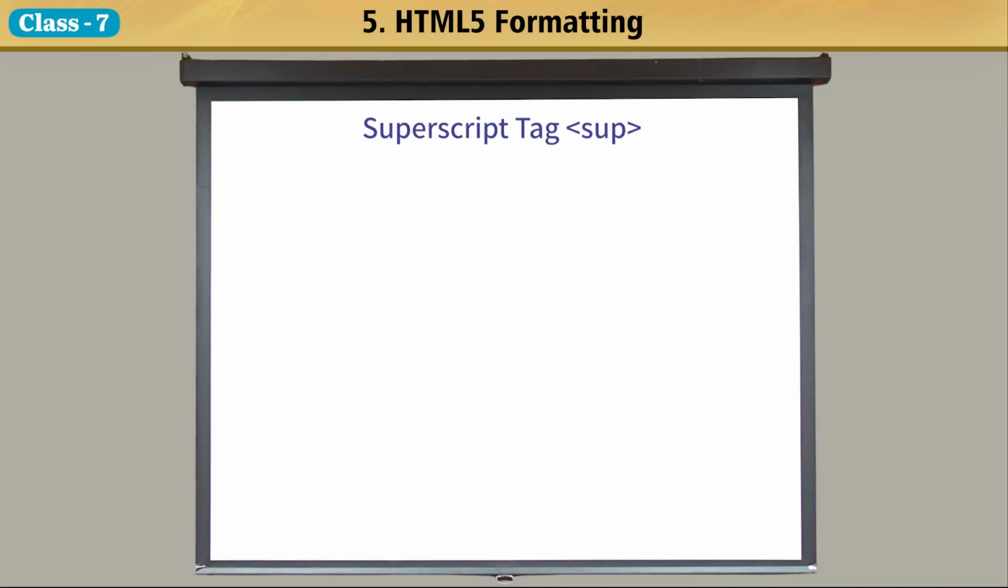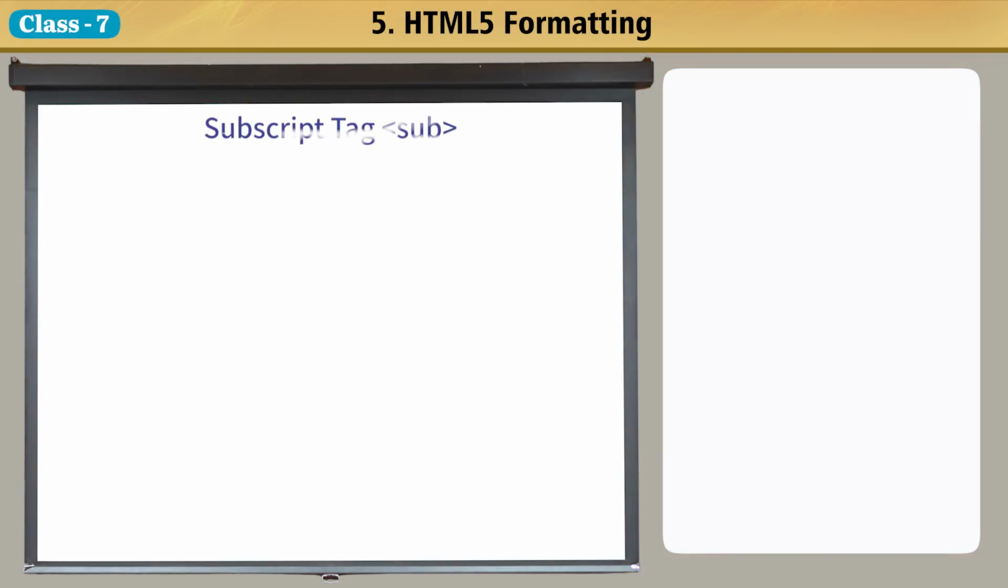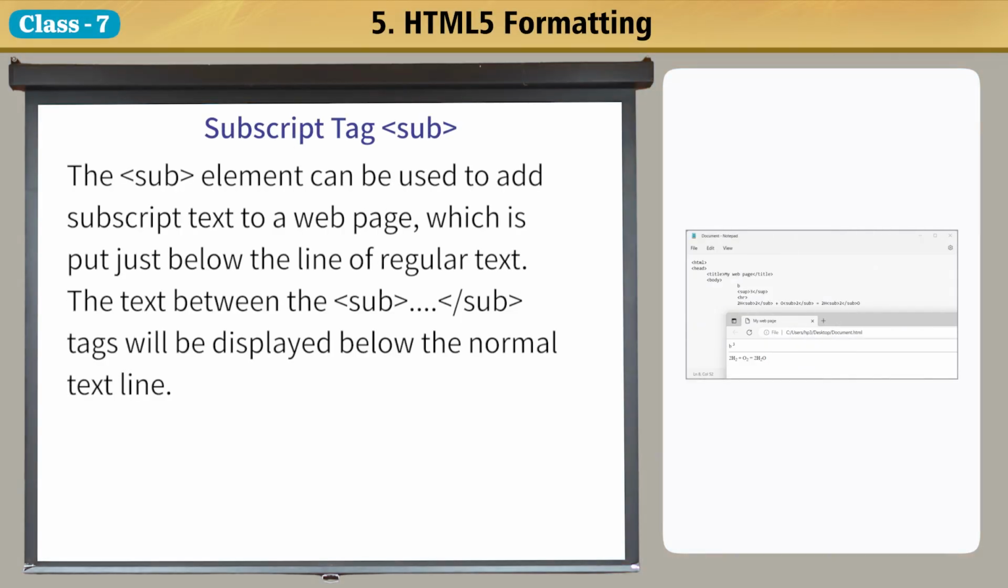Superscript tag. Superscript text can be created by inserting it slightly above a line of regular text using the superscript tag. The text between the superscript tags will be displayed above the normal text line. Subscript tag. The subscript tag element can be used to add subscript text to a web page, which is put just below the line of regular text.